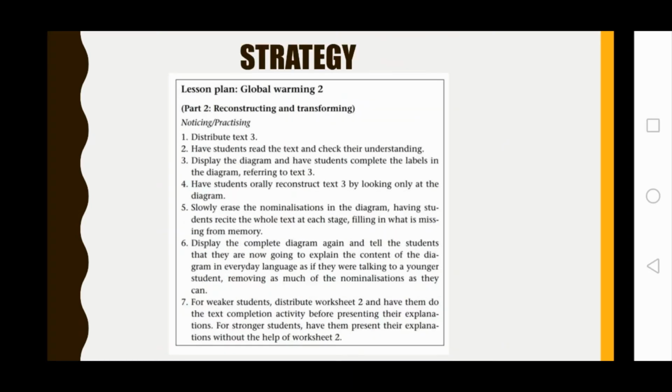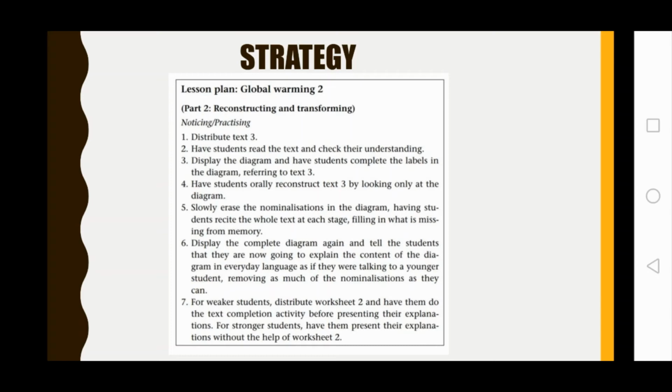Well, then we have the strategy. In this part of the lesson plan, we can notice the usage of reconstructing, transforming, noticing, and practicing. One concept of reconstructing says, find or create a text containing the target features, and we could evidence that when we choose text number 3, called Global Warming and Sea Levels.